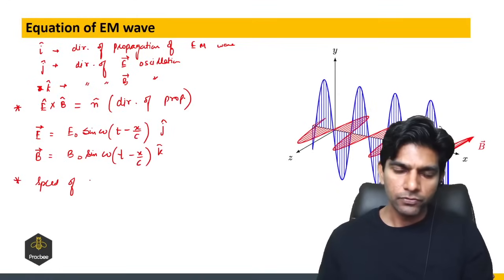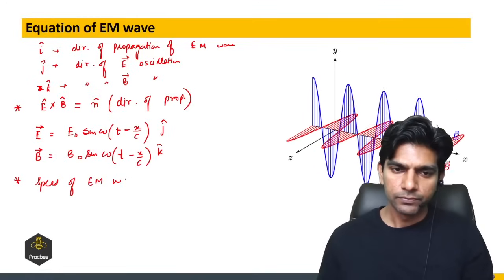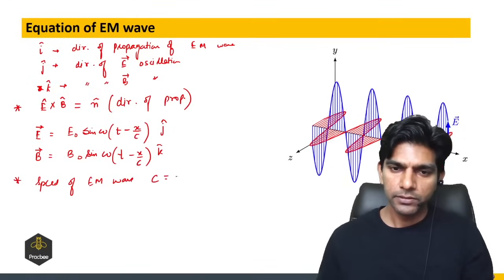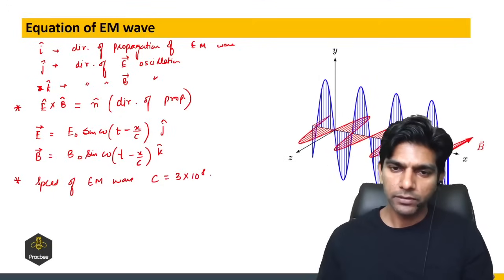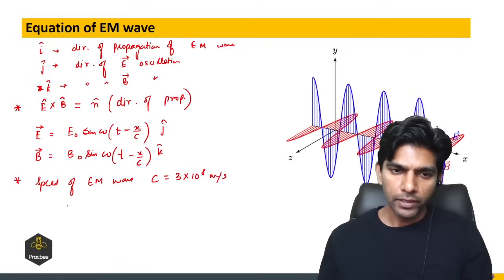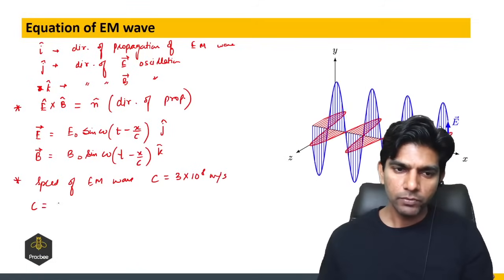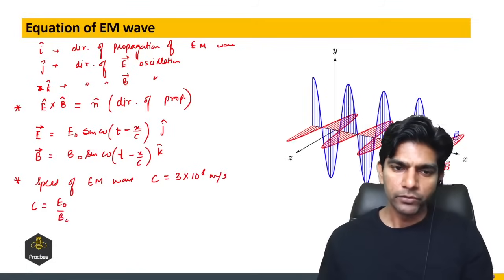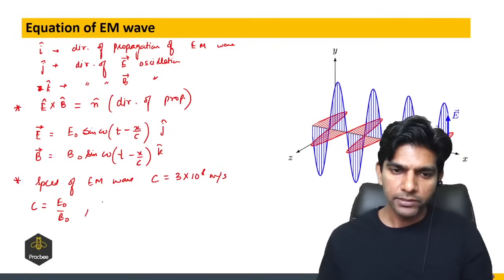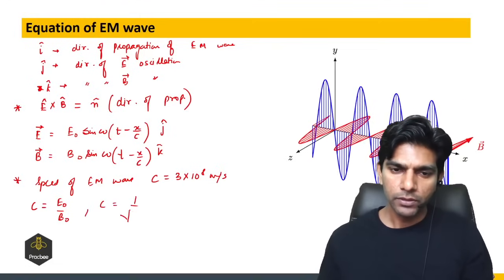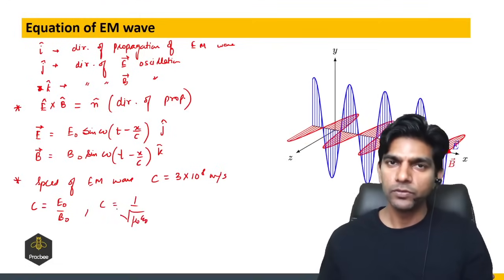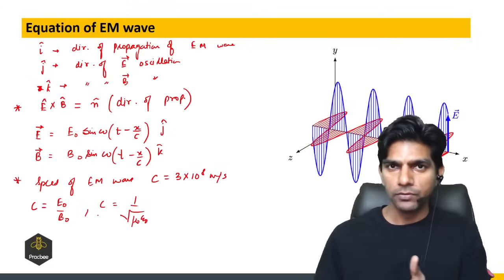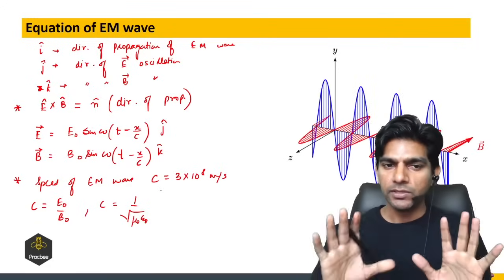So the speed of EM waves is 3 × 10^8 meters per second in vacuum. And this C can be given by E0 by B0, so this formula you should remember. And C is also given by 1 upon root mu naught epsilon naught. We'll also study this in the future part of the video. So I hope these concepts are clear.